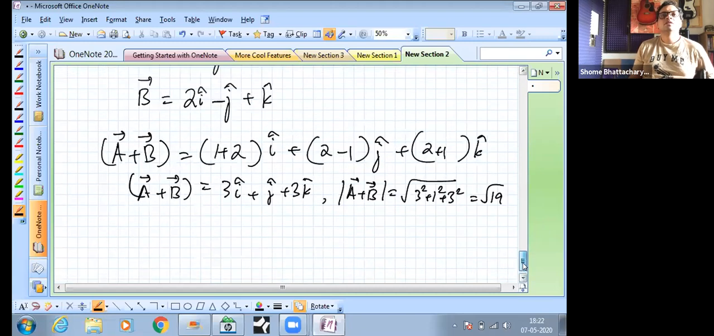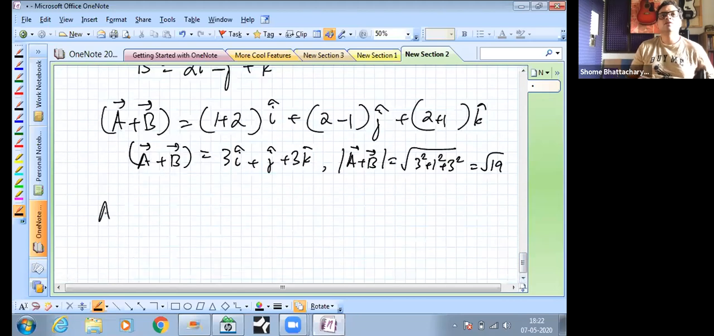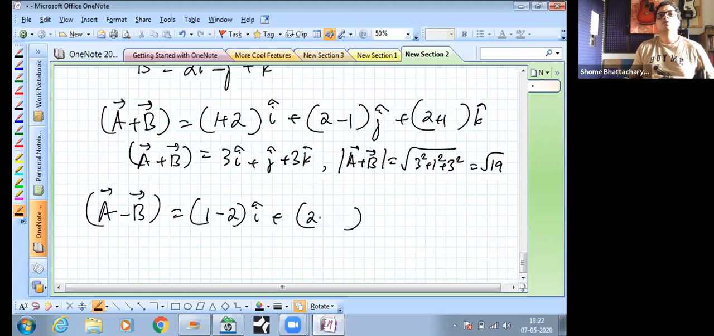Okay. Similarly, if you wanted to calculate the difference of these vectors, we would do that by just taking the difference of the components. So A minus B would be A's x component minus B's x component, like that. So here this would become 1 minus 2. This would become 2 minus of minus 1. And this would become 2 minus of 1. So this becomes minus i cap plus 3j cap plus k cap. That would be the vector A minus B.